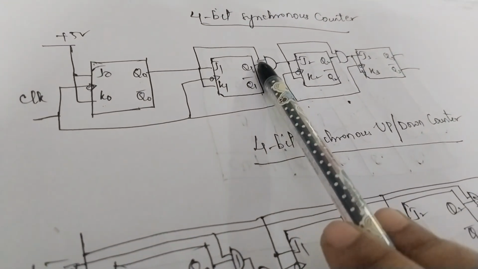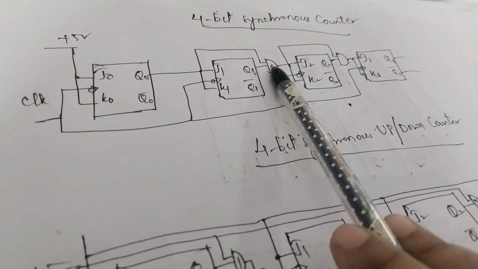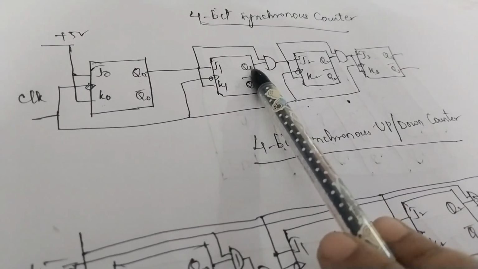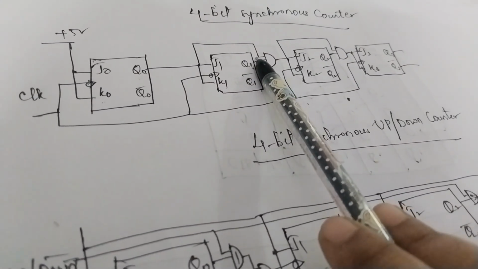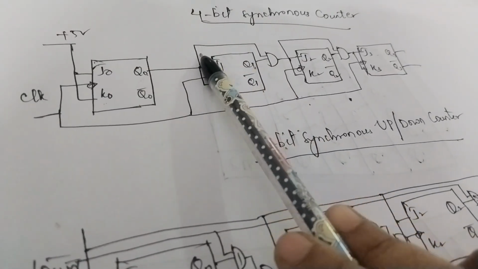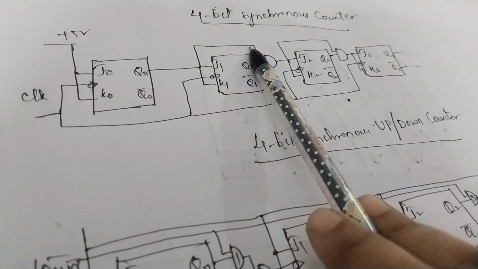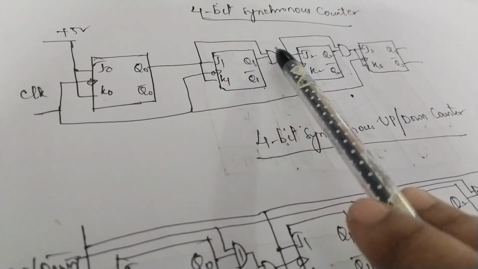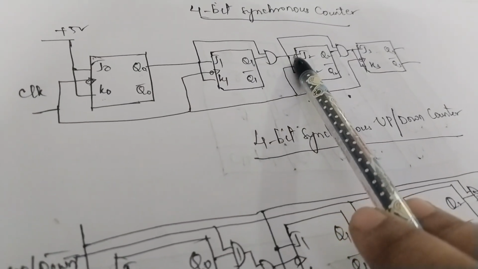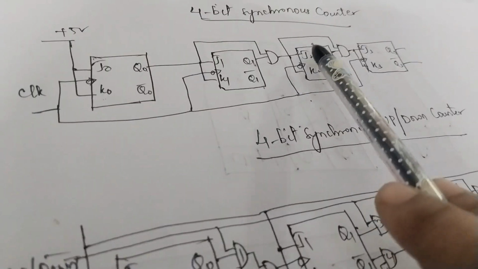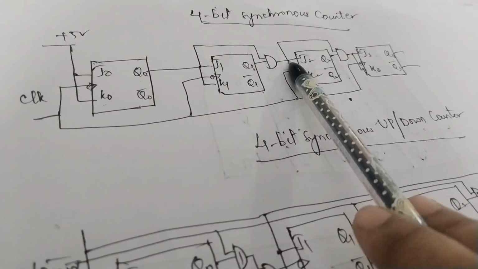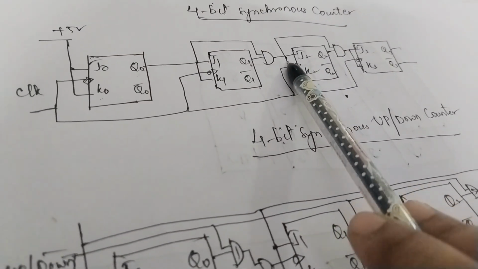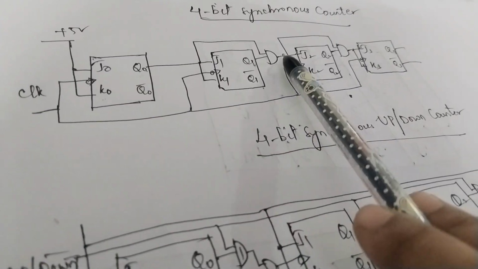This Q1 output is connected to an AND gate. Here we are using a combinational logic circuit, that is, an AND gate. One input to this AND gate is Q1, and the other input is connected from Q0. That means the inputs for the AND gate are Q1 and Q0. Now the output of this AND gate is connected as input to the third flip-flop, that is J2 and K2. This output is connected to J2 and the same output is also connected to K2.